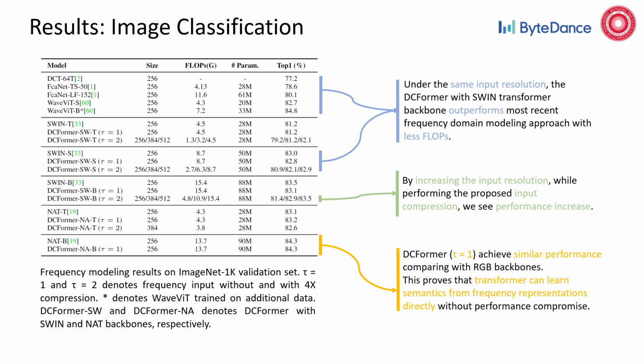It's also worth mentioning that the DCFormer without input compression achieves similar performance compared with the same backbone taking RGB inputs. This proves that the transformer can learn semantics from frequency representations directly without performance compromise.